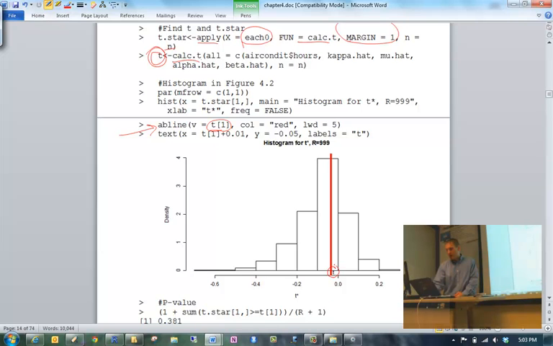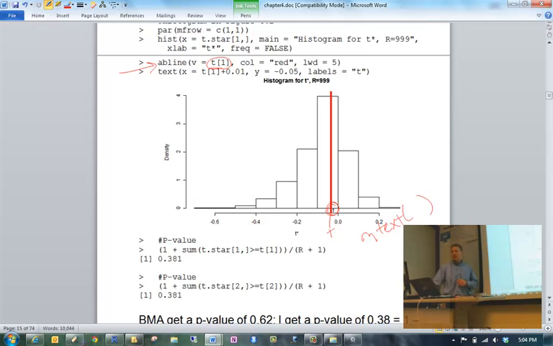And I use the text function to write on the plot with the value of T. If you wanted T outside of the actual plot itself, maybe I should have done this, you can use a function called mtext. I think we looked at that function before. It stands for margin text, to put some text out in the margin. Okay, so from that plot, you can see that the test statistic falls roughly in the middle of the distribution.